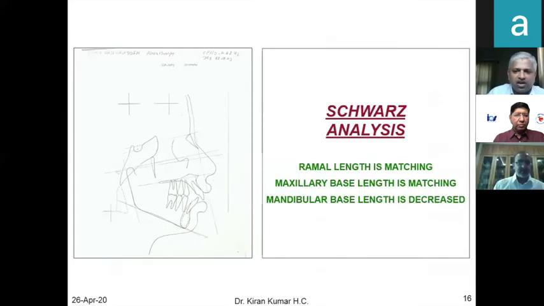Sassouni analysis gives a relationship between the ramal length, maxillary base, and mandible length. It's very well known in the Enlow counterpart principle that these particular structures, the ramal length, the maxillary base, the mandibular base, and the anterior cranial base, are all counterparts to each other.